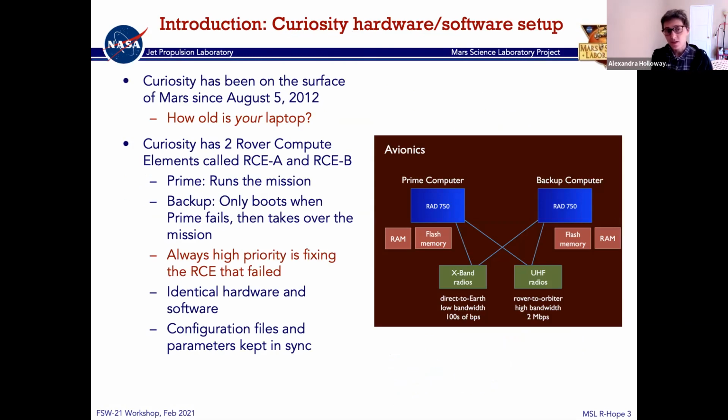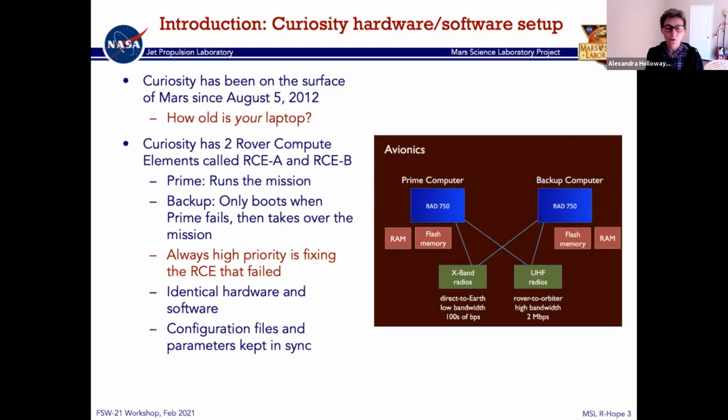Just a quick introduction, the Curiosity Rover hardware software setup. Curiosity has been on the surface of Mars since August 5th, 2012. It was launched in 2011. So it's been running for quite some time. And how old is your laptop that you're using? We get replenishments every 2 years or so. But we haven't had a replenishment on Mars.